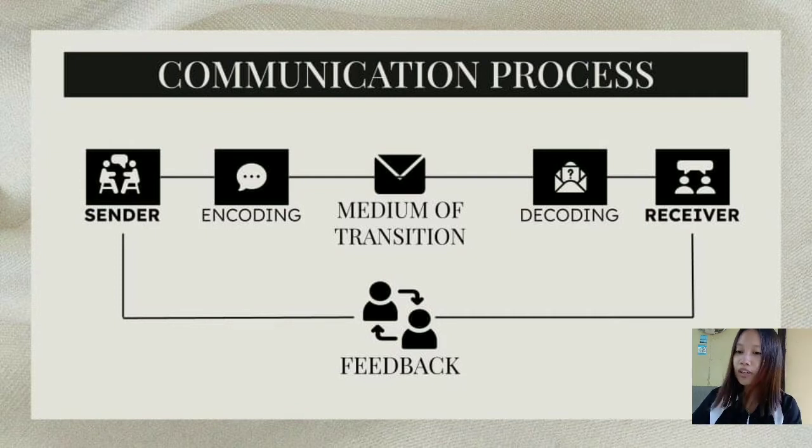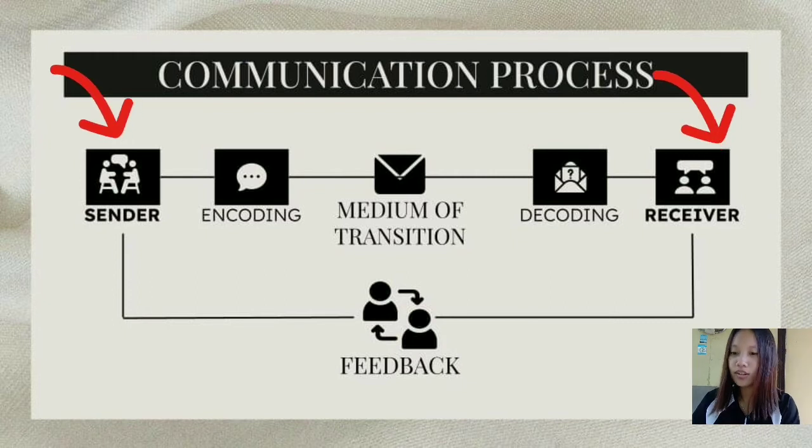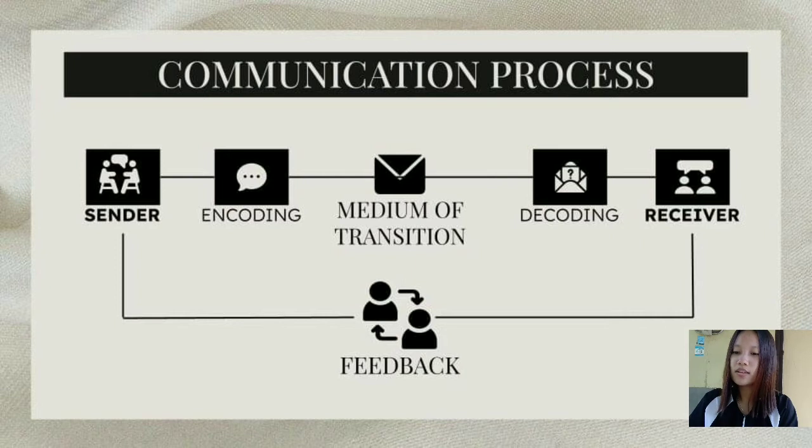It has two factors, the sender and the receiver. Communication always starts with the sender and ends with the receiver. It also has four key concepts: encoding, medium of transmission, decoding, and feedback. The communication process also has barriers that I will show you later on. For now, let us first discuss the flow of the communication process.